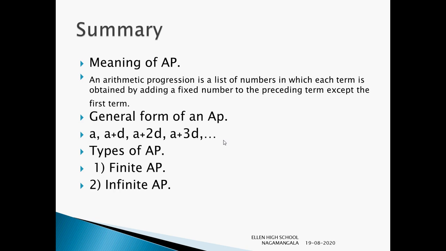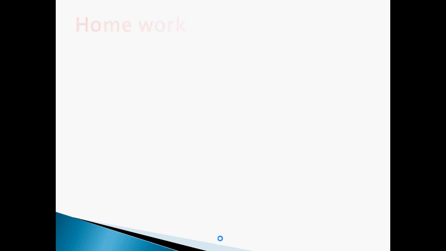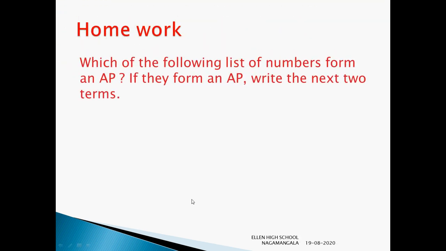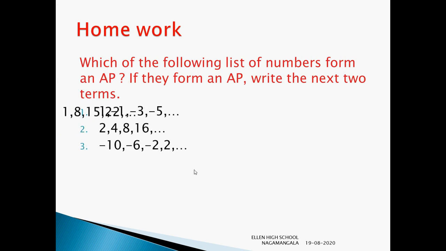Are we clear here? Take down the homework. You have to solve these problems. Which of the following lists of numbers form an AP? If they form an AP, write the next two terms. I already did two problems like this, so you have to solve these problems in the same way.